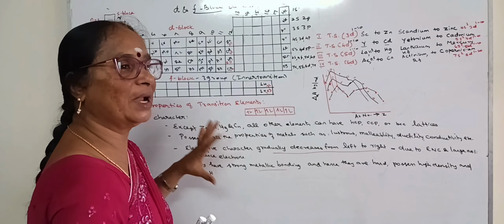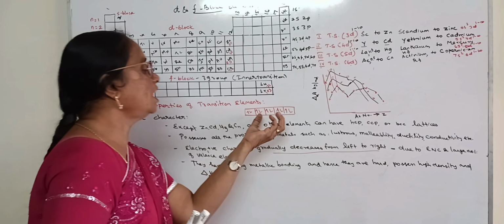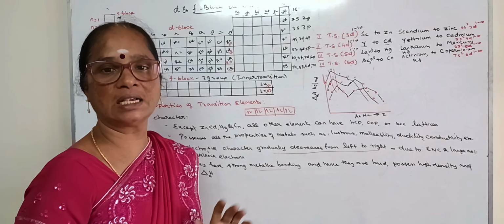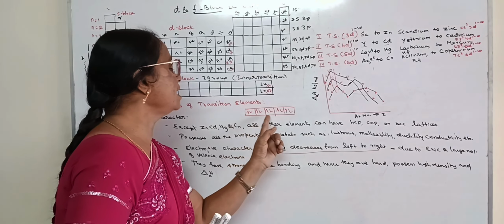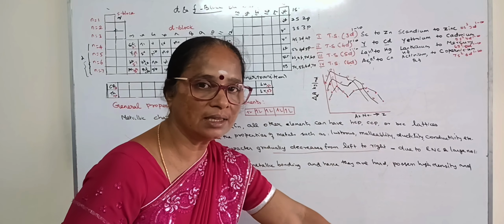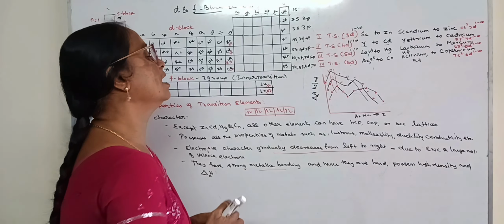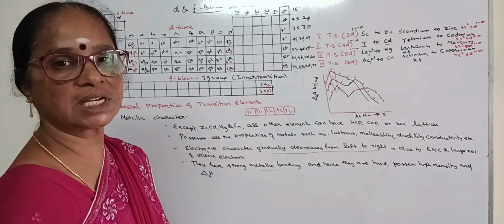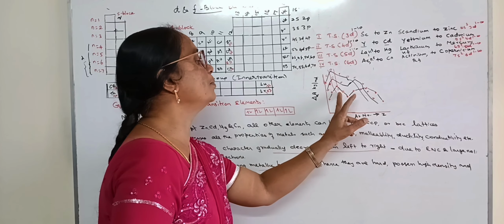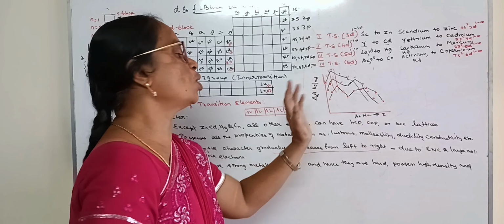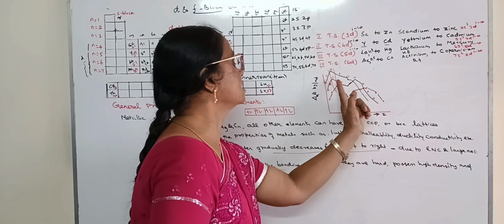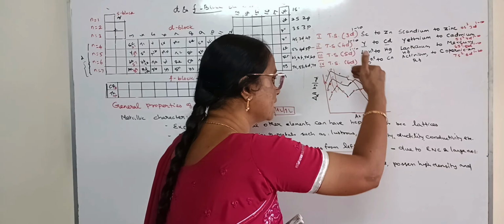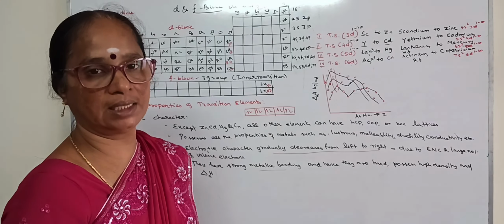This makes the metallic bonding among themselves. When they possess a large number of unpaired electrons, they have very high atomization enthalpy. When pairing of electrons takes place, atomization enthalpy decreases. This is the reason the middle series of the elements possess very high atomization enthalpy due to the large number of unpaired electrons in them. So when the number of unpaired electrons increases, atomization enthalpy also increases. When the number of unpaired electrons decreases, atomization enthalpy also decreases.